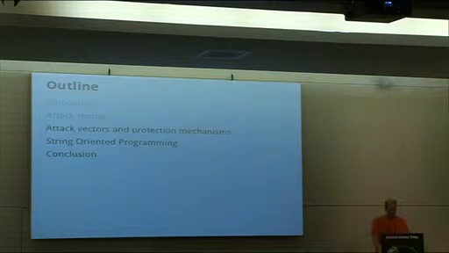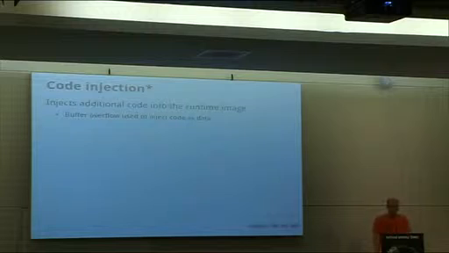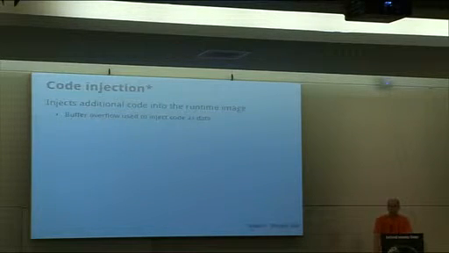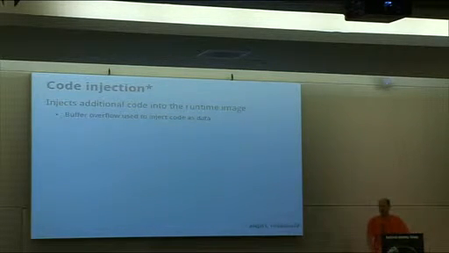So the first of the attack vectors that we all got very used to and we all loved was code injection, which is one of the very nice and simple exploits that inject additional code into the runtime image of an application through some attack vector.